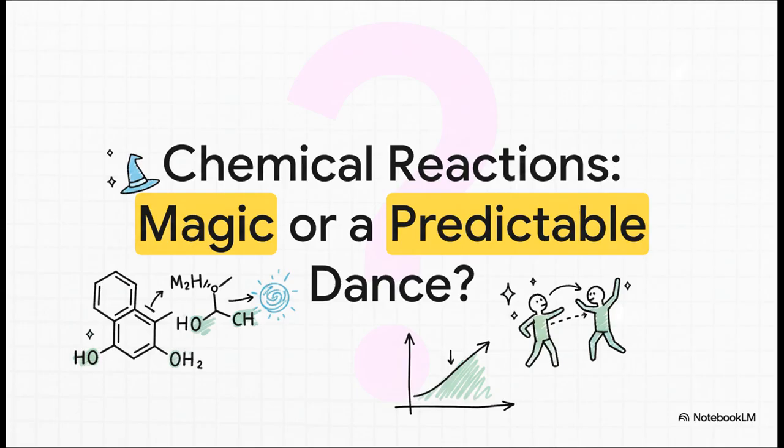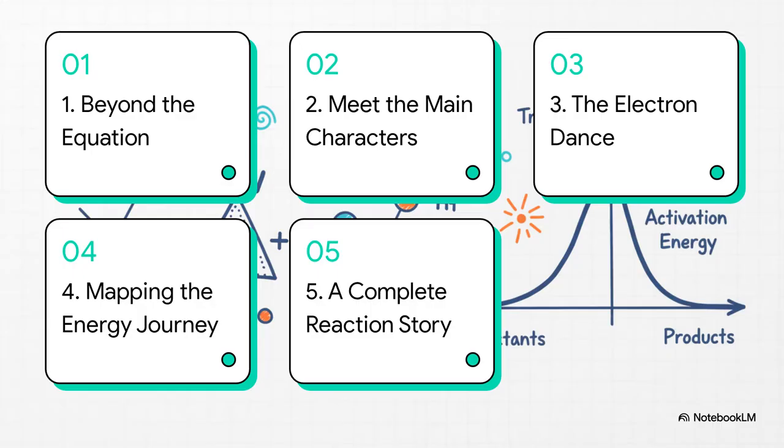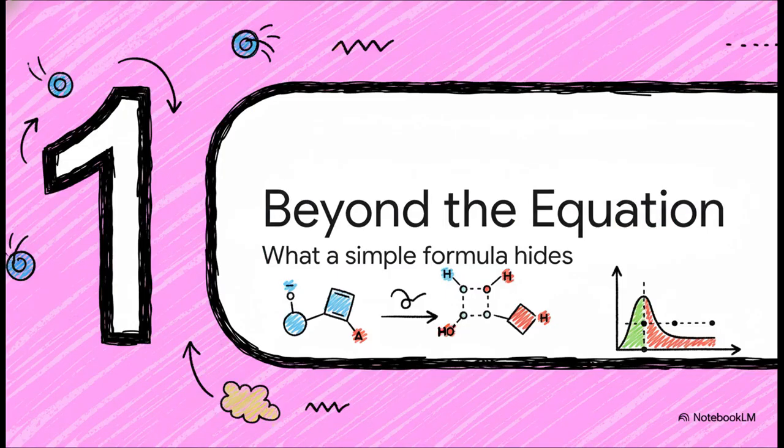So let's dive in. Here's what we've got on the agenda. First, we're going to look beyond that simple A plus B equals C equation. Then, we'll introduce the two main characters that show up in pretty much every organic reaction. After that, we'll follow the steps of their incredible electron dance, map out the energy journey they take, and finally, we'll put it all together to tell one complete reaction story. All right, part one, beyond the equation.